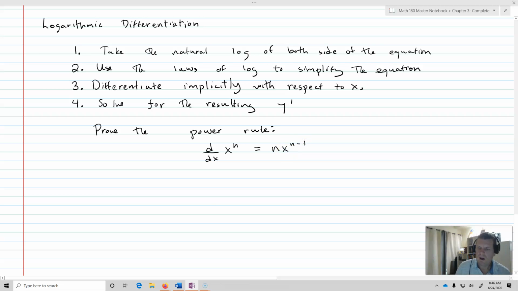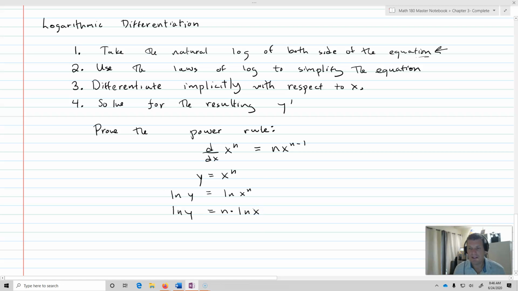Well, what I'm going to do is take the natural log of x to the n. So we're going to say that y equals x to the n, and then we'll take the natural log of both sides. So we'll do number one right here. This gives me natural log of y equals natural log of x to the n. Then I'm going to use the rules of logarithm to pull out that n. So now I've got natural log of y equals n times natural log of x.